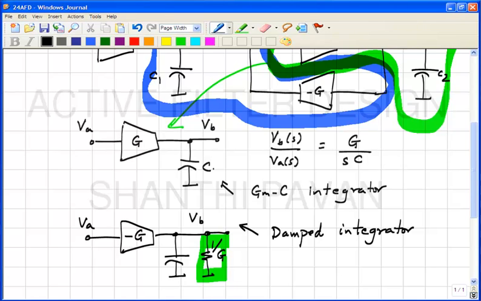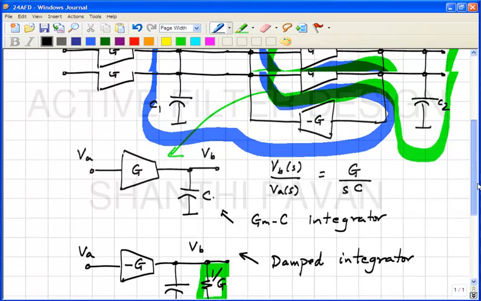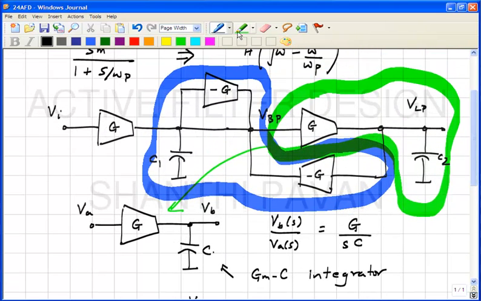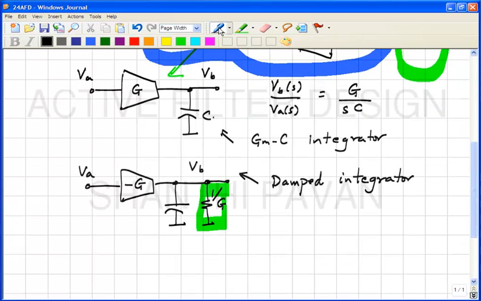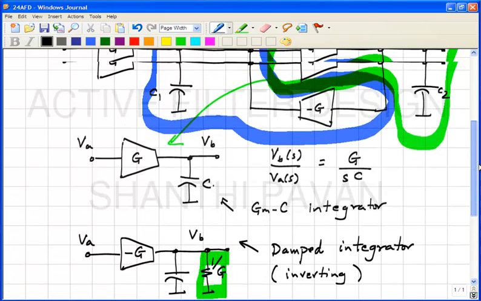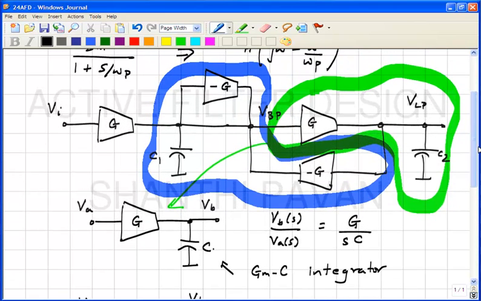You understand? And if this damping transconductor was 0, then this would also become an integrator. But what kind of integrator? Inverting or non-inverting? What kind of damped integrator is this? Inverting or non-inverting? Inverting. Okay. And what do we see here? If you wanted to draw a block diagram of the structure, what do you think this would look like?